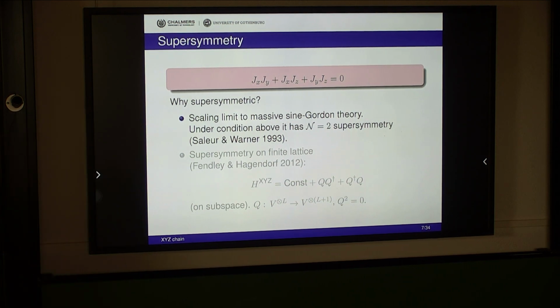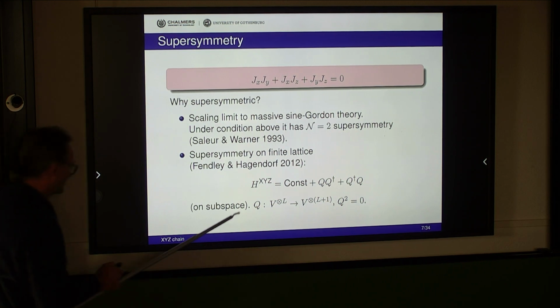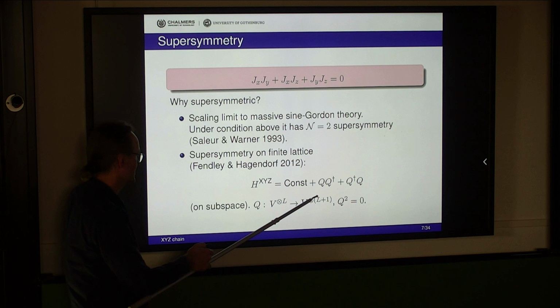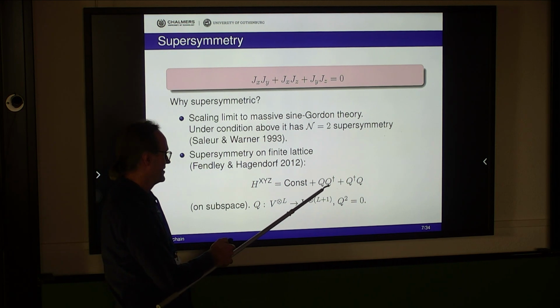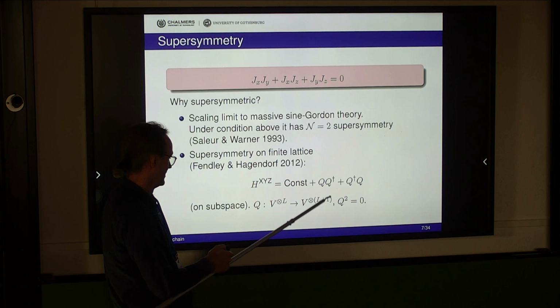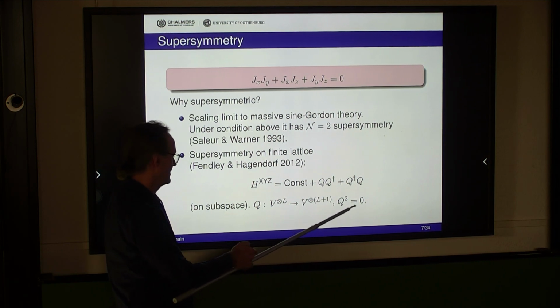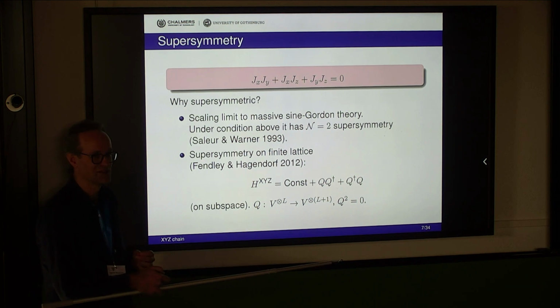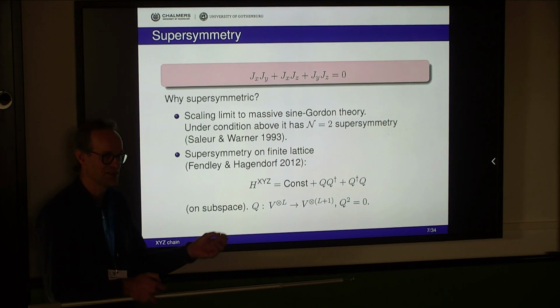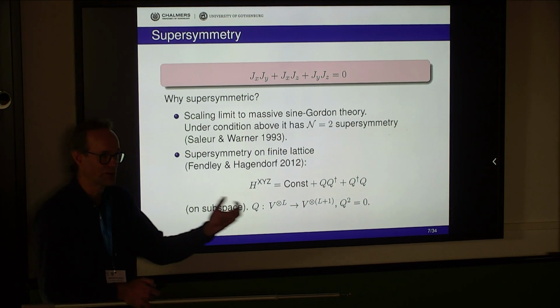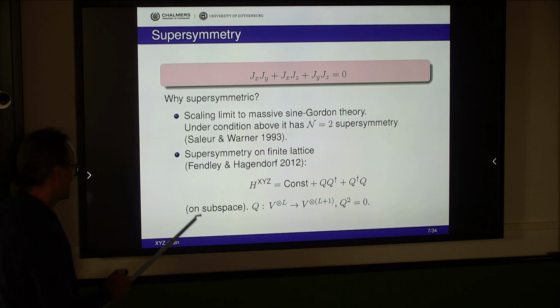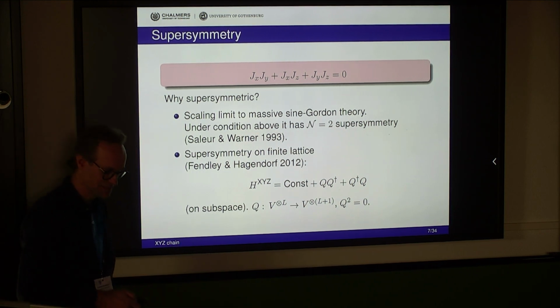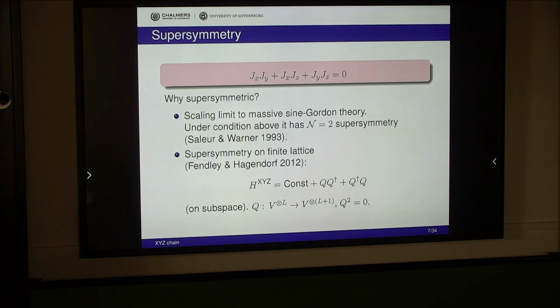But there's a much more pedestrian version of this that Painlevé and Hagendorff discovered. So there's really some supersymmetry already at a finite lattice. You can write the Hamiltonian as some constant times the anticommutator of some supercharge with its adjoint. This Q is nilpotent, and it actually acts by adding a particle to the chain. So instead of interchanging fermions and bosons, it interchanges chains of even and odd length. And they just have this in a subspace, but it's a big enough subspace for what I will talk about, at least.